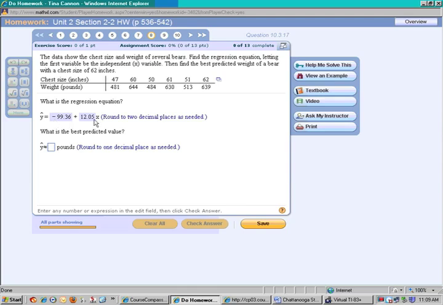Now, notice in our problem, the data show the chest size and weight of several bears. Find the regression equation, which we did, letting the first value be the independent variable x. Then find the best predicted weight of a bear with a chest size of 62. So what we're going to do is take our calculator and put 62 in for x and work it, because we can use this equation because there was a significant linear correlation.